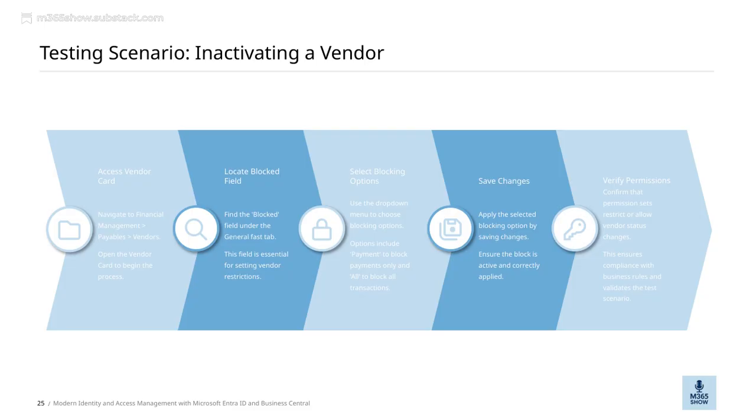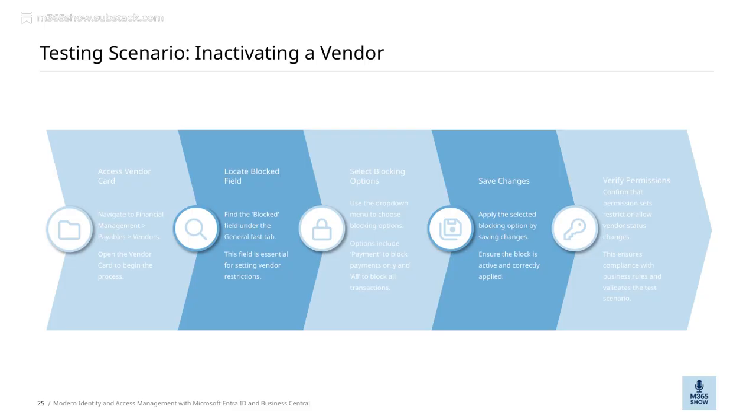To do this, we'll use the drop-down menu to choose our blocking options. Remember, options include Payment, which blocks only payments, or All, which blocks all transactions related to the vendor. Selecting the appropriate option here is key to testing the specific restrictions we want to enforce. Now, to set the actual vendor restrictions, locate the Blocked field under the General FAST tab. This field is essential because it's where we specify whether a vendor is restricted or not.